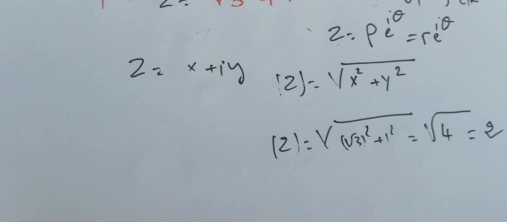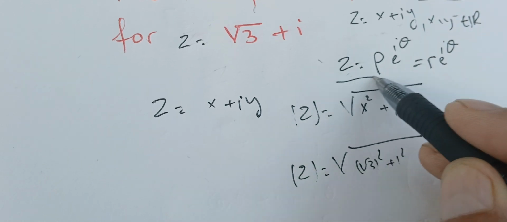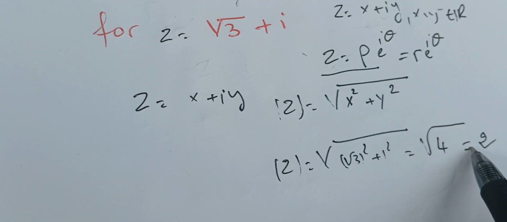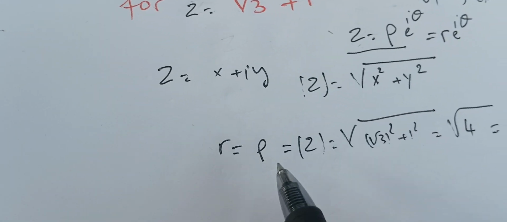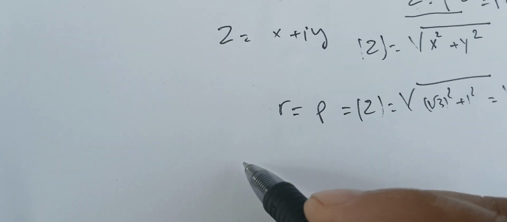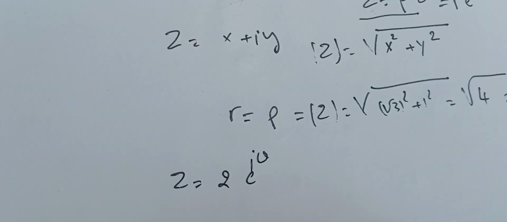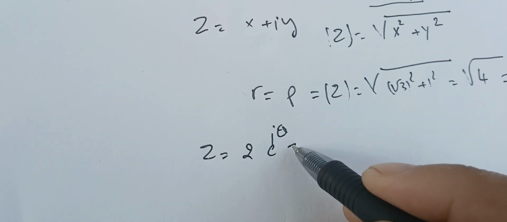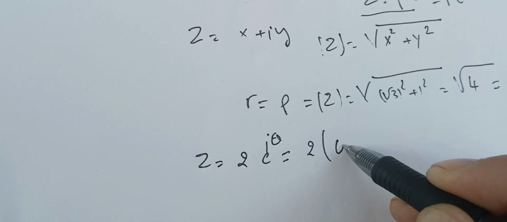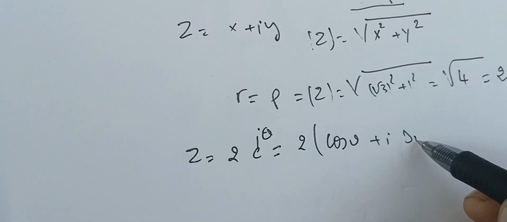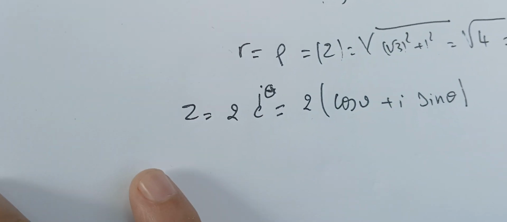Here is what we can do. When we want to write z in this form, once we find the norm, this is rho, or r, depending on the notations. So we write z as 2e^(i theta). After that, we see that we can write this as 2 (cosine theta plus i sine theta). Remember, this is coming from Euler's formula.